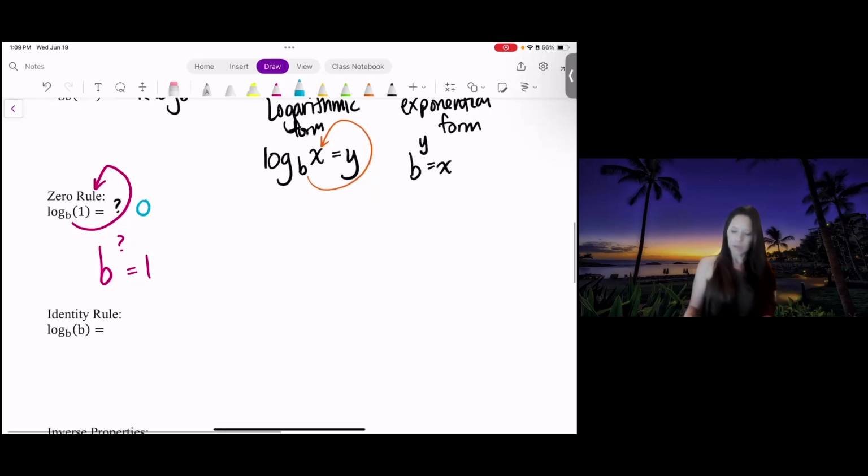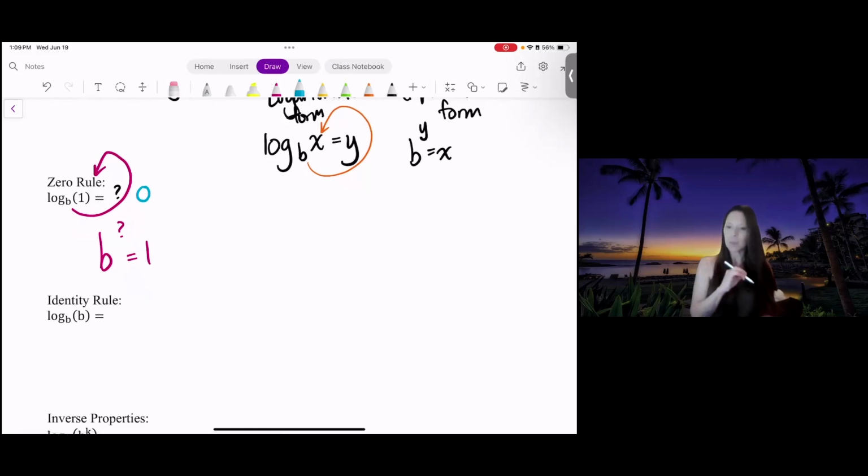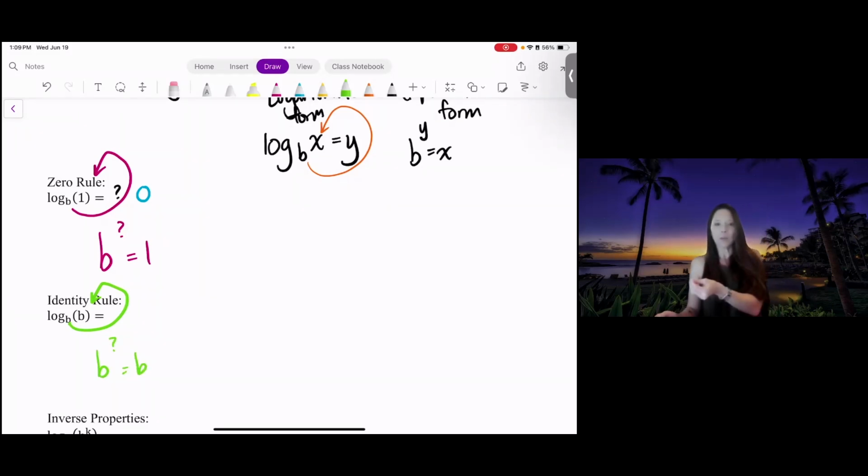Let's use that same rewriting idea to help us with the identity rule. B to what power gives us b? Well, I have a single b on one side, which means I need a single b on the other side. Log base b of b is 1. The identity rule is saying b to the 1 power is b. The 0 rule is saying b to the 0 power is 1. So those are two that are very helpful when you're solving equations and condensing and expanding.